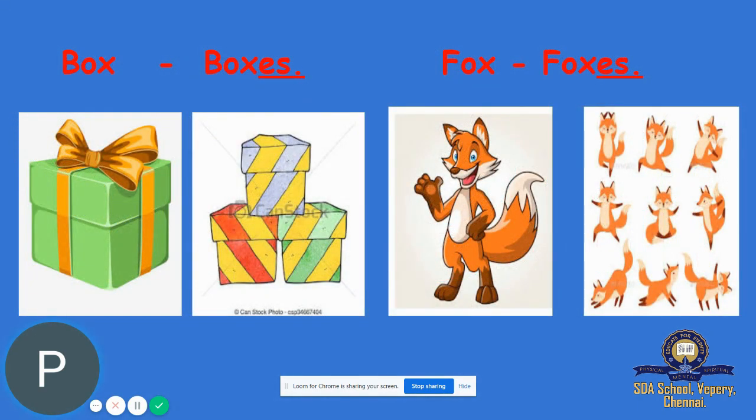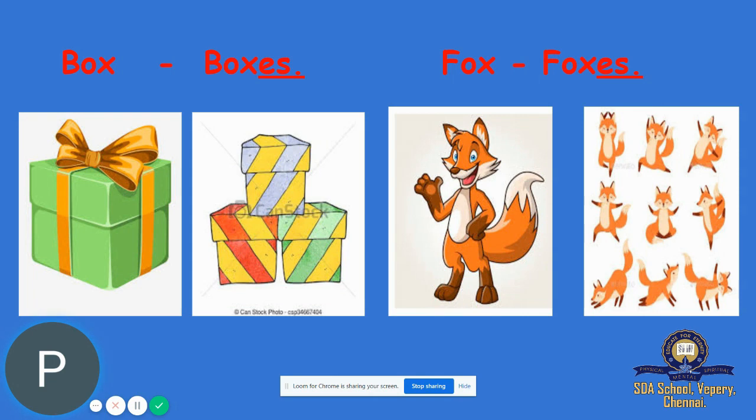Here you can see in the first image a box. When we say a box, it is a singular. The next you can see more than two. So if we have more than two, then it has to be pronounced as boxes. In the next image you can see a fox. When we see a fox, it is a singular. In the next image you can see more than two. So if we have more than two, then it has to be pronounced as foxes.